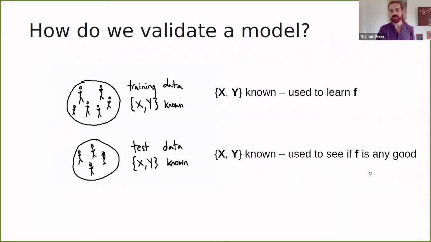Now, we talked a bit about the training data and the test data. In the training data, we know X and Y, and we use that to learn the function f. In the test data, X and Y are known also. In other words, they've been measured through some empirical gold standard. And we use the test data just to see if that function f is any good.